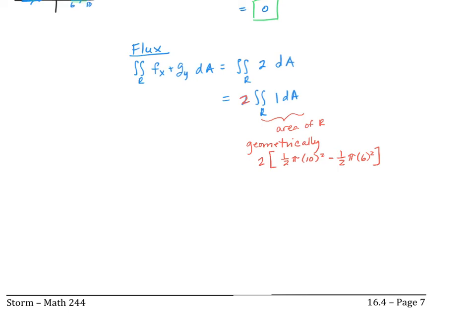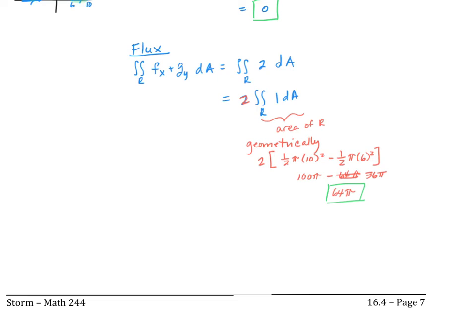That's going to be 2 times, let's see. Oh, if I distribute the 2, then the halves cancel. So it's simply 100 pi minus 36 pi. I cannot do math. So the total is going to be 64 pi. And that would be one way to compute the flux.